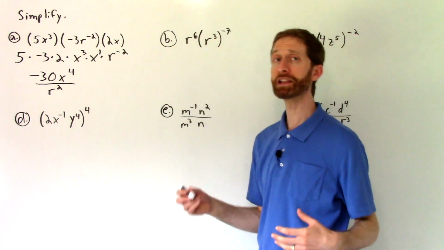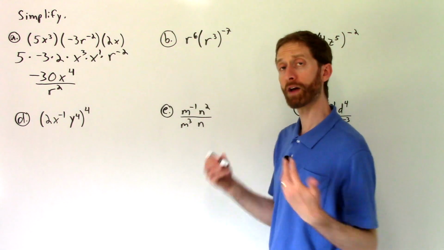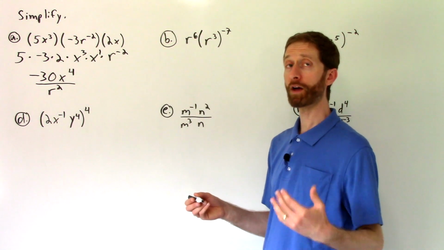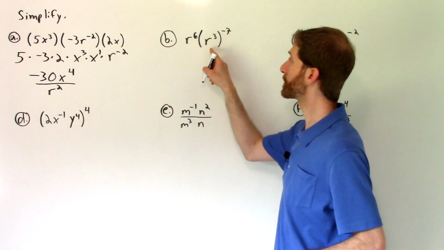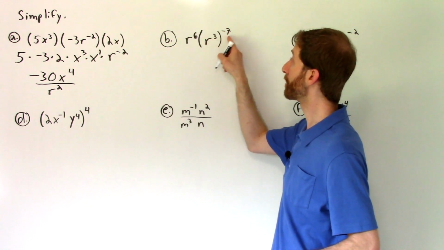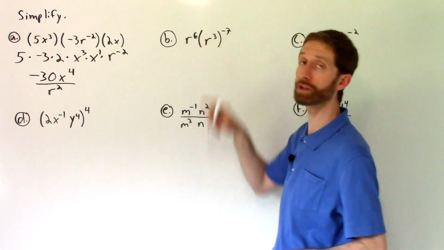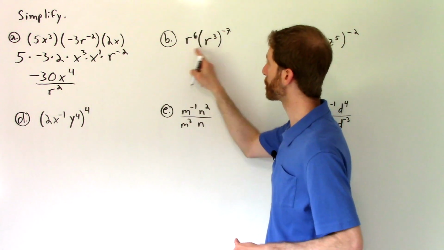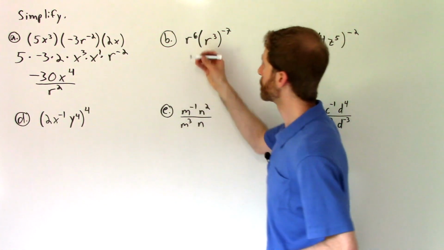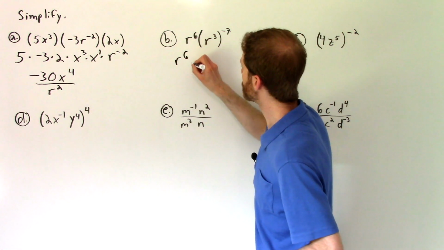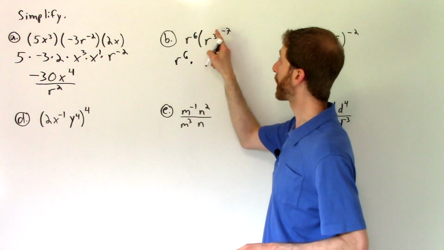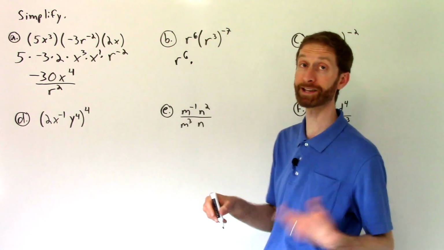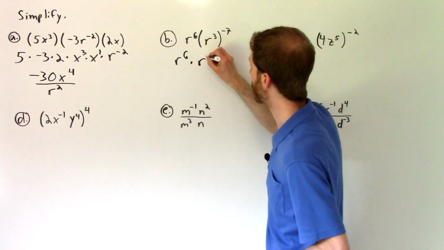B, we've got a slightly less involved product, but the order of operations is important here. The order of operations says do parentheses, then exponents. Well, in the parentheses, there's nothing to simplify, but we do the exponent first, r cubed to the negative 7th, before we multiply by r to the 6th. So we're going to get r to the 6th times r to the third to the negative 7. We multiply when we raise a power to a power. 3 times negative 7 is negative 21.